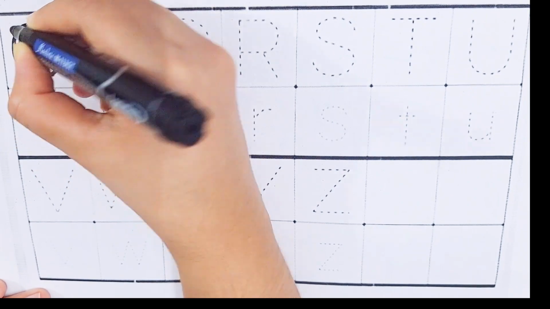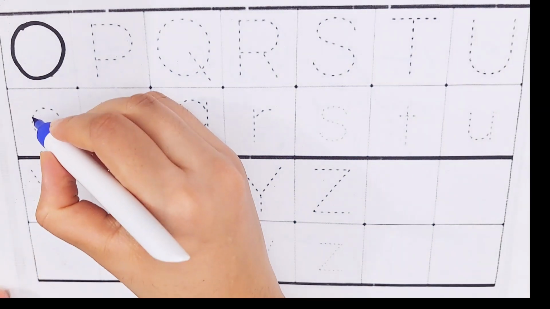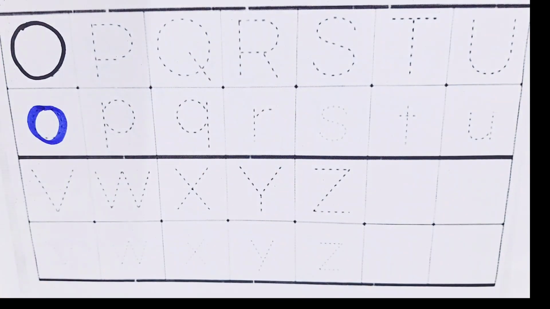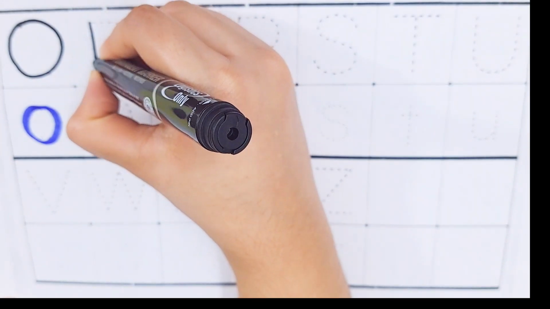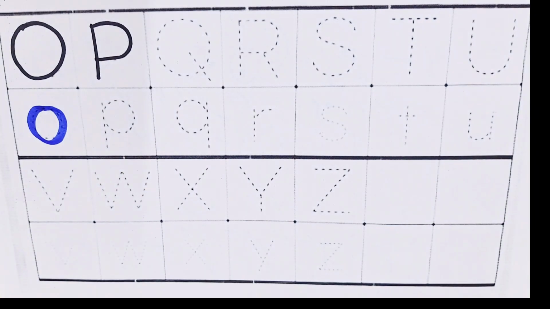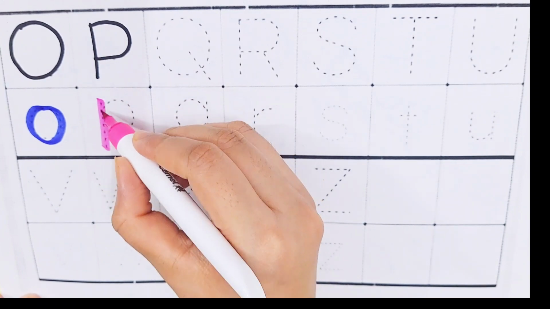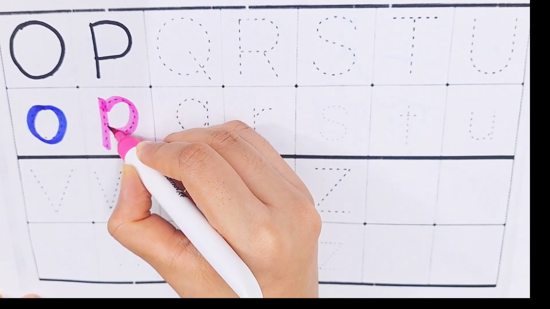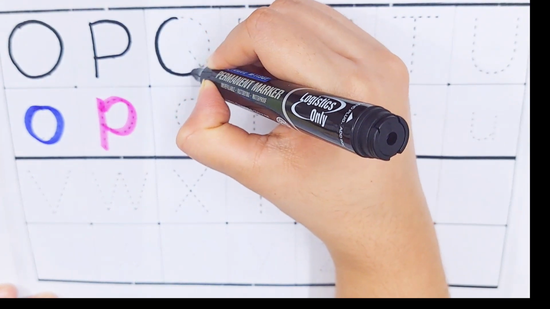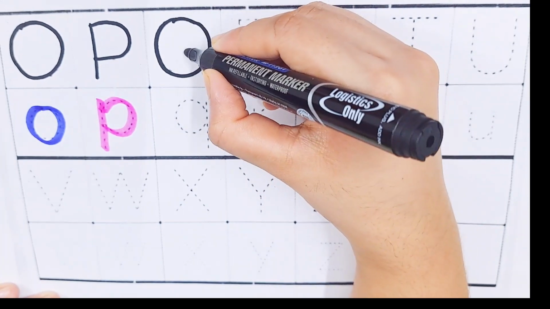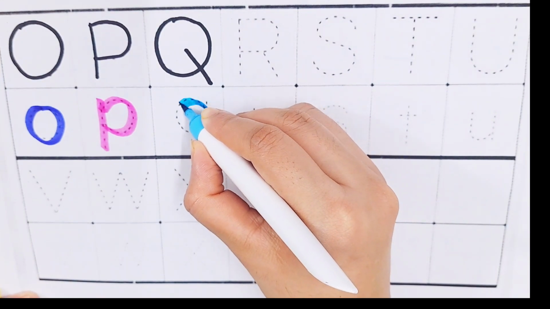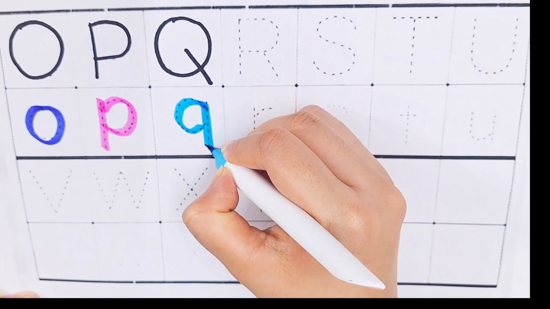O for orange. O for ox. P for parrot. P for pen. Q for quill. Q for Queen.